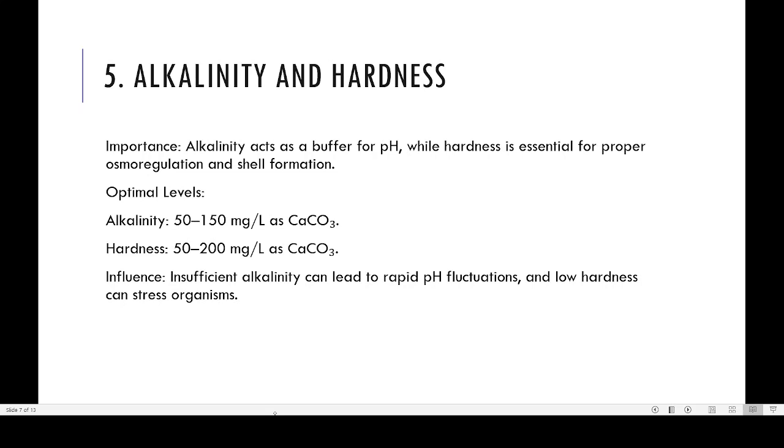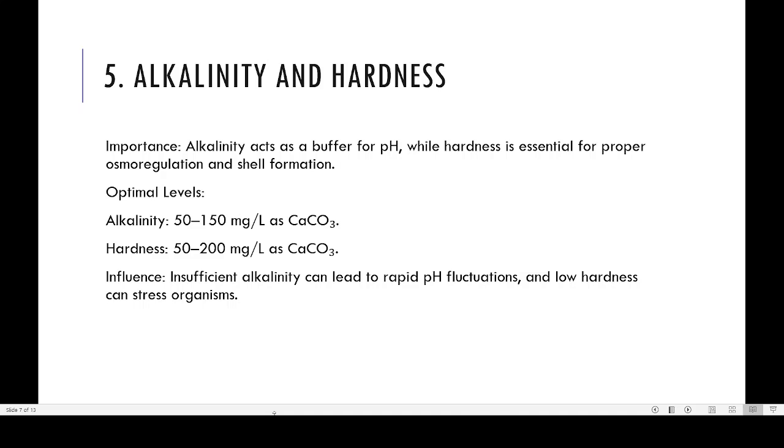Then the fifth one is alkalinity and hardness. Alkalinity is the buffering capacity related to high pH. Normal alkalinity should be between 50 to 150 milligram per liter as calcium carbonate. Normally alkalinity is measured in that value, 50 to 150 milligram per liter as calcium carbonate. It is essential for osmoregulation and shell formation.